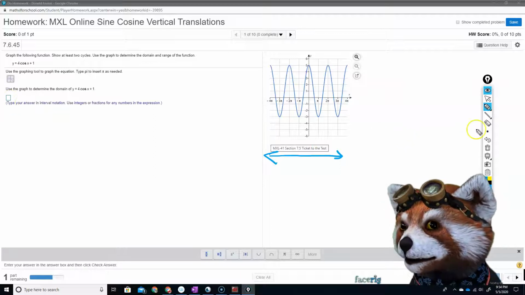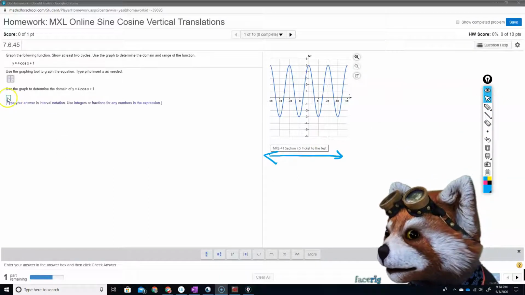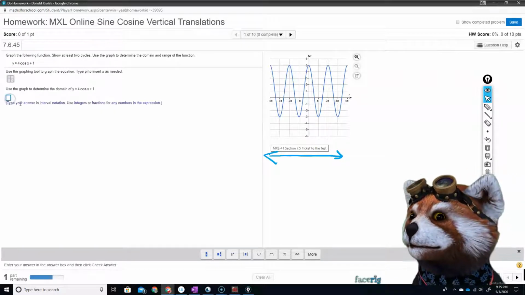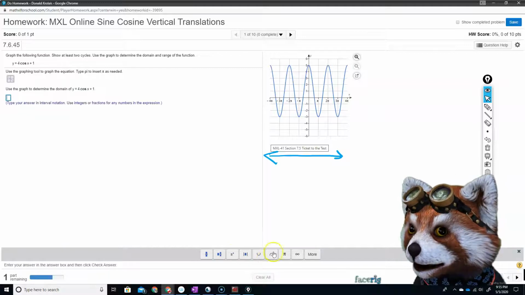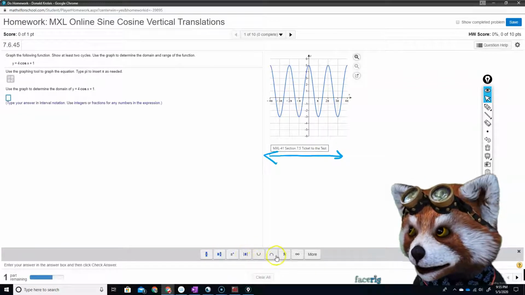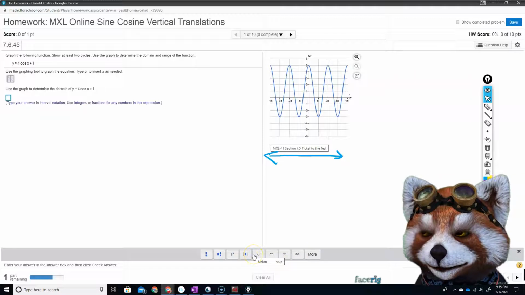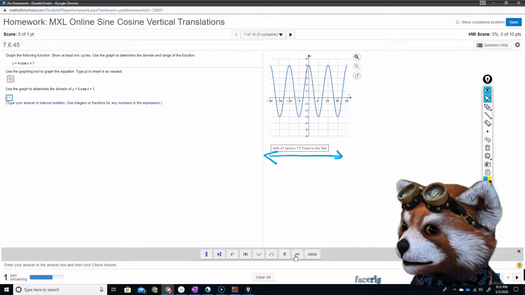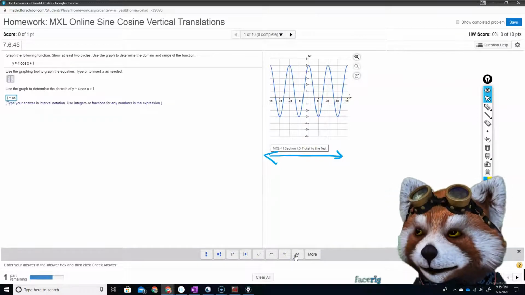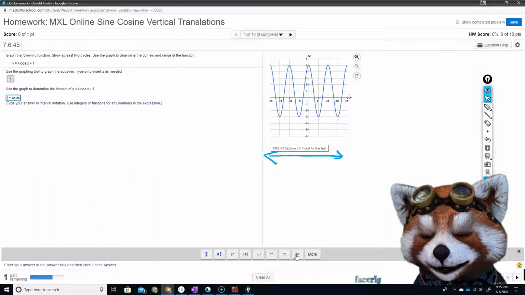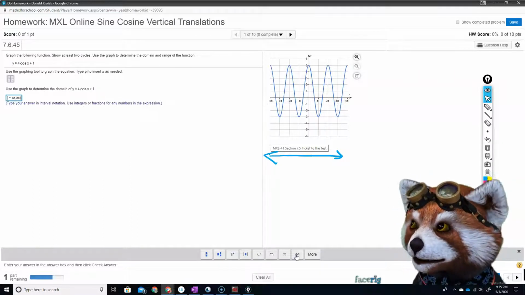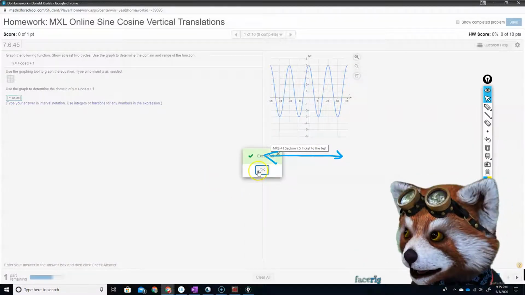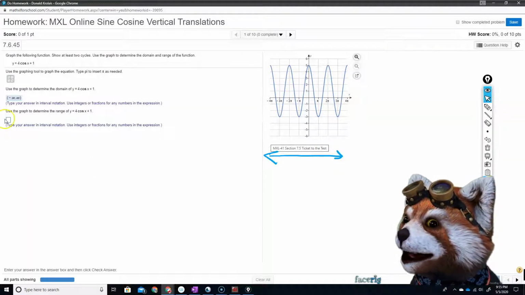So when I type in my domain here, using interval notation, which means I'm going to go parentheses, then negative infinity, comma, positive infinity, close parentheses, right? Check that. Good.